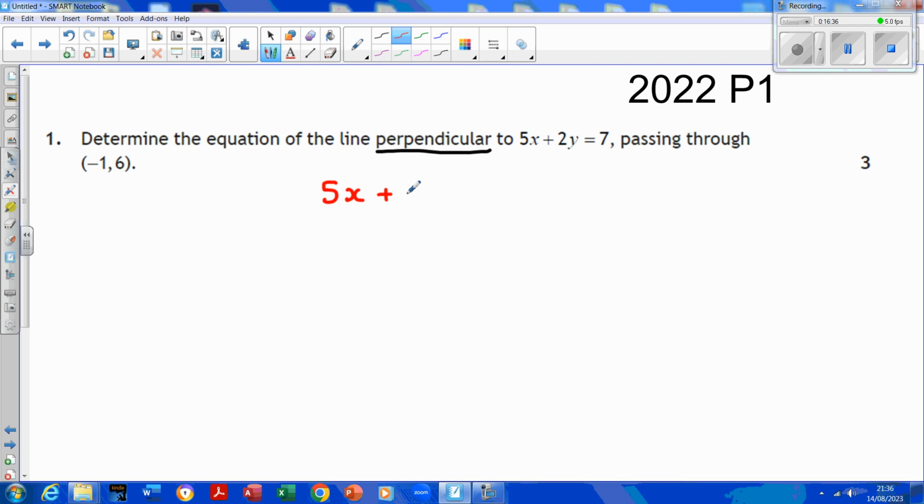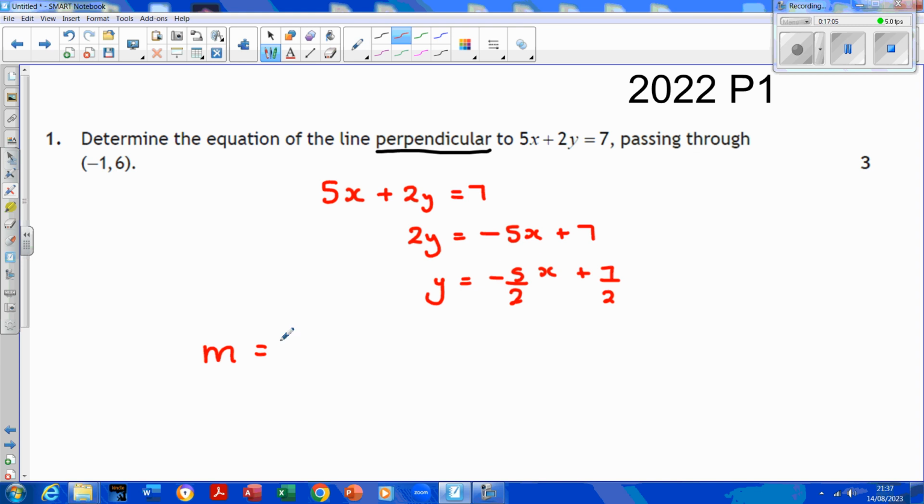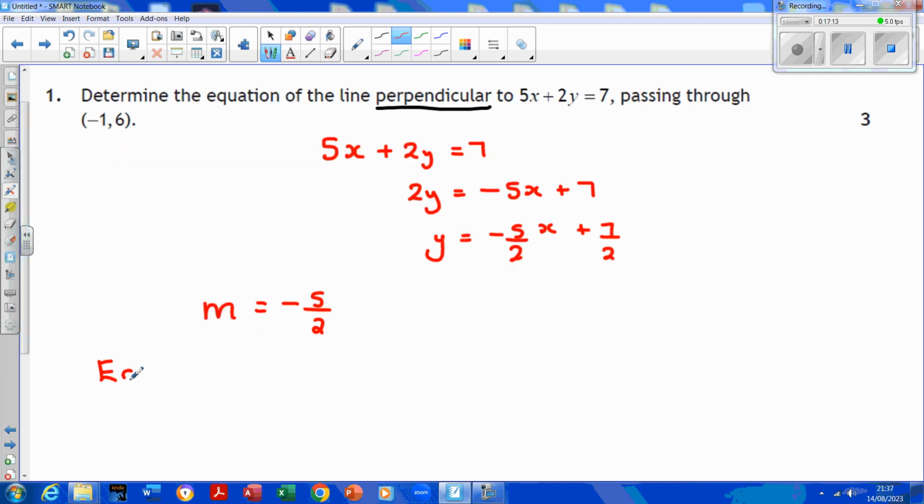So we've got 5x plus 2y is equal to 7. So we want to take 5x off both sides. Always write your x's first, so it's minus 5x, and we'll leave the plus 7 at the end. We don't want 2y, so we're going to divide it all by 2. So y is equal to minus 5 over 2 x plus 7 over 2. So therefore, the gradient of that line is equal to the coefficient of x, the number in front of x, which is minus 5 over 2. So we want the equation of the line that is perpendicular to that one.